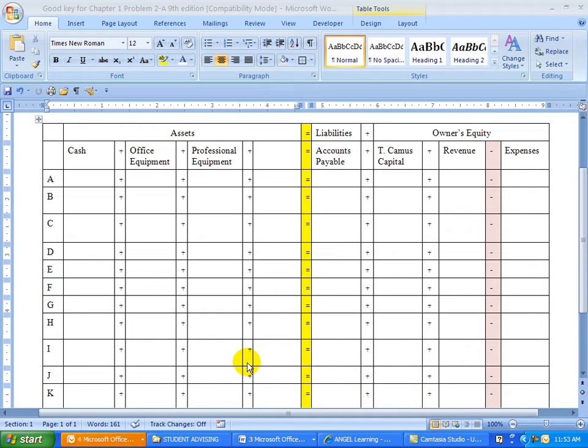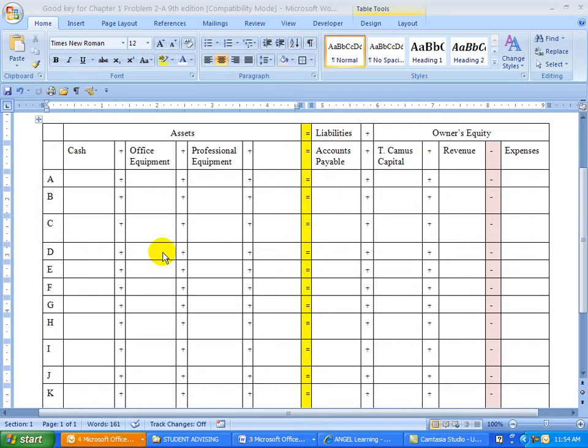So this is a company in March. The owner is T. Camus, MD, who established Camus Sports Injury Clinic, and they have the cash account, office equipment, which is generic to any office, professional equipment that would be particular to his type of business, an accounts payable where you keep track of how much you owe people, the capital account, which is used for when the owner invests in his or her company, revenue is for when sales are made, and expenses are when you spend money for things like rent and supplies and salaries, etc.